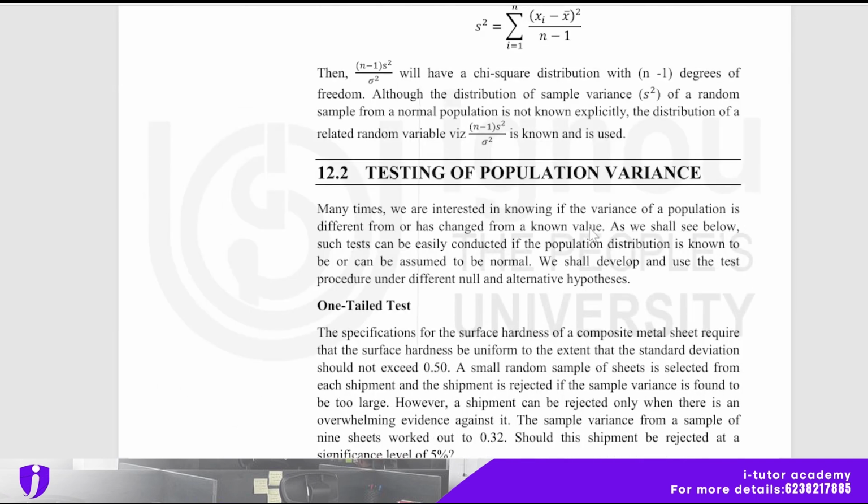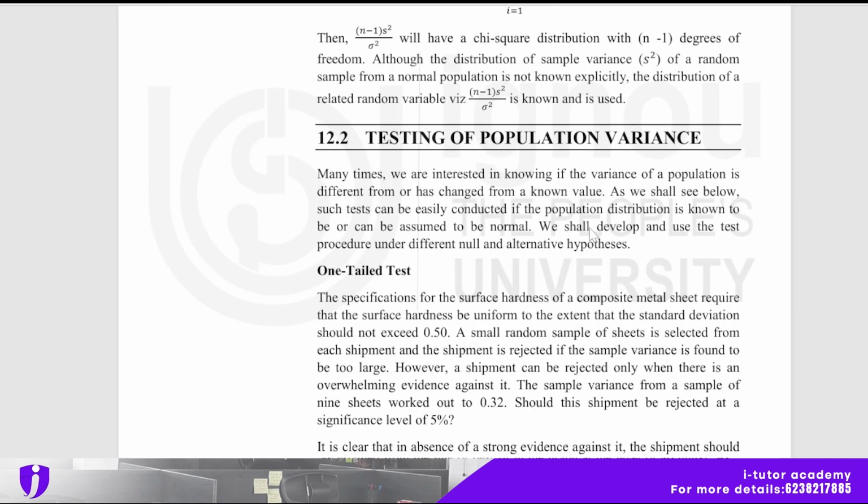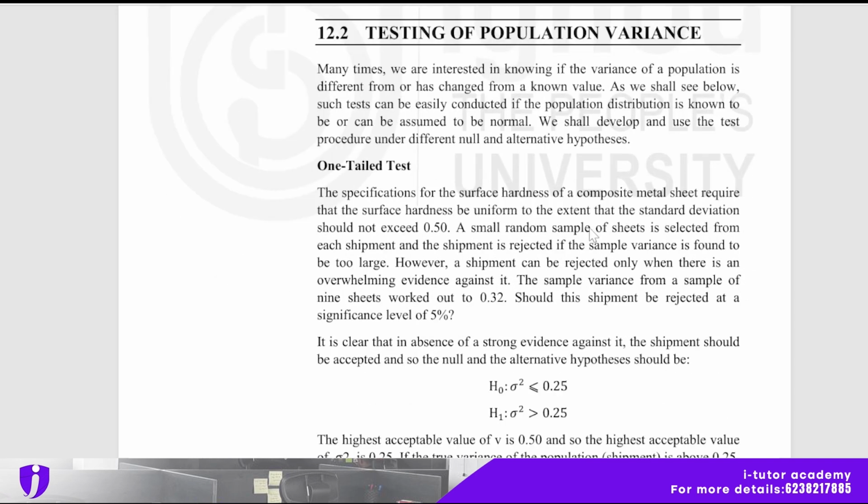And the testing of population variance. Many times we are interested in knowing if the variance of a population is different from or has changed from a known value. And as we shall see below, such a test can be easily conducted if the population distribution is known to be or can be assumed to be normal. We shall develop and use the test procedures under different null and alternative hypotheses.